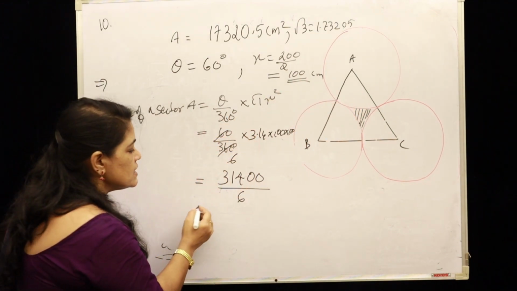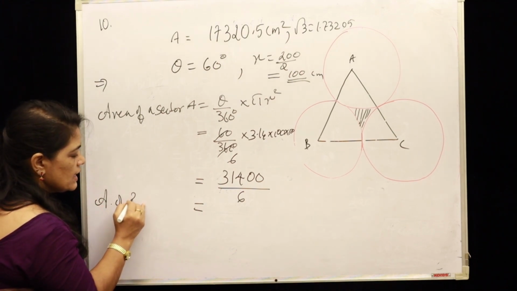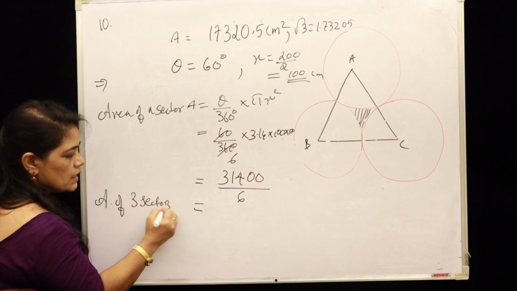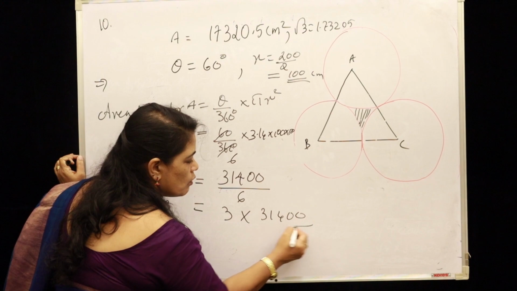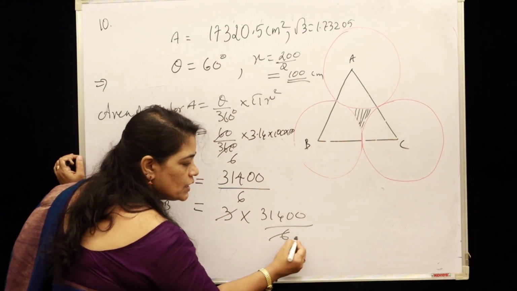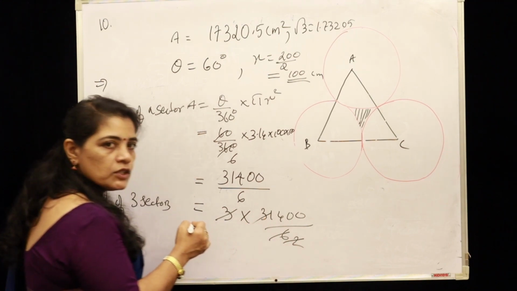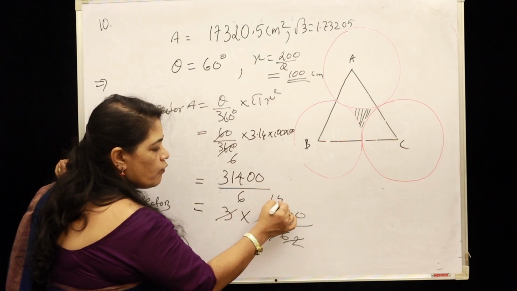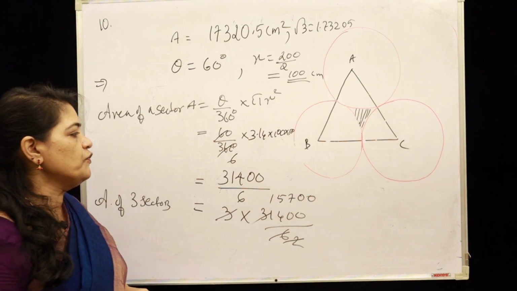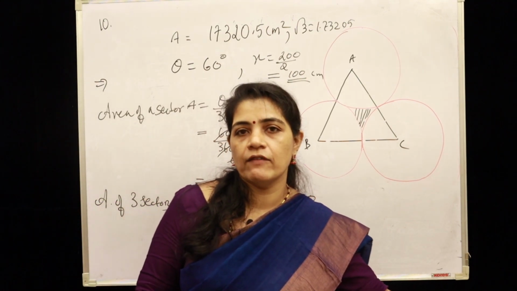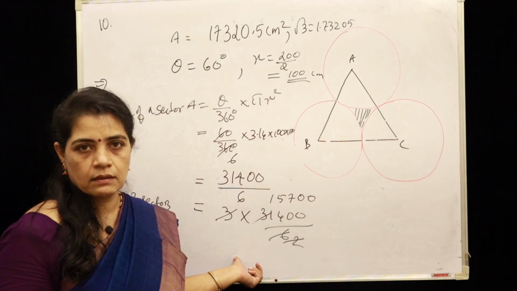The area of 3 sectors is equal to 3 into 31400 by 6, that is 2 times 3 is 6. 2 in the denominator again with the 2, 15700. That is, 15,700 will be the area of 3 sectors.